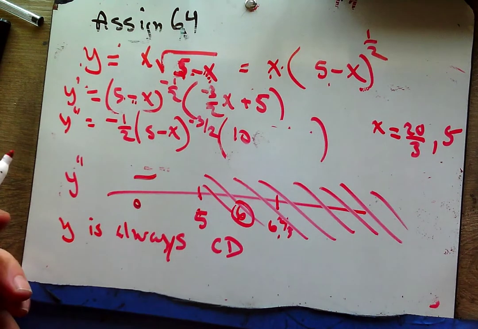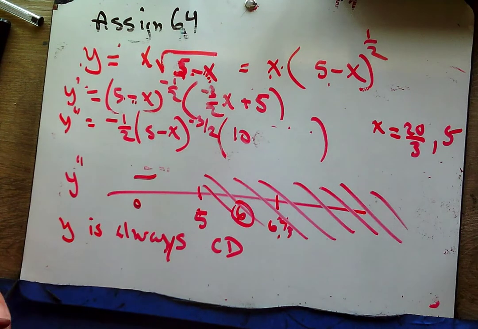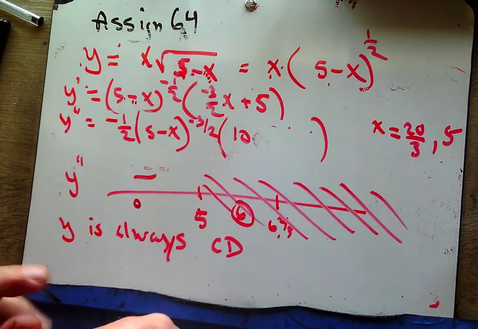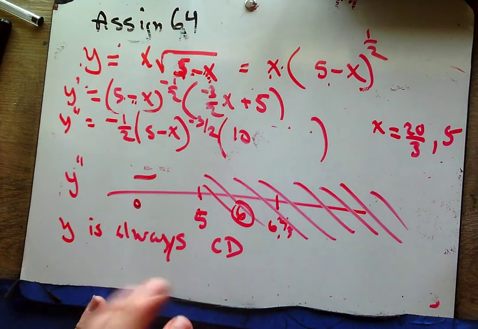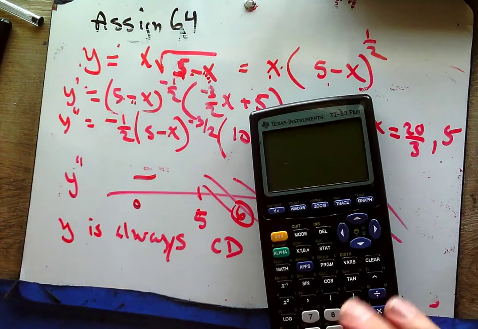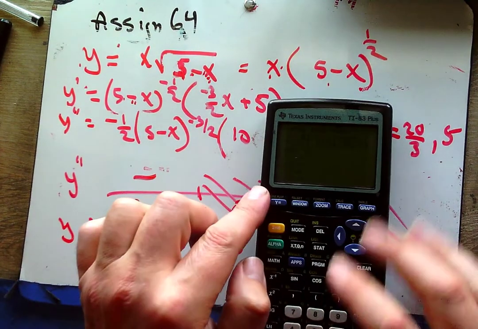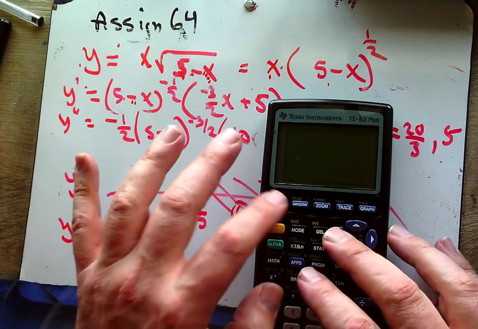And there are no inflection points because I don't see y prime changing from negative to positive or positive to negative. If y prime doesn't change signs, y is not going to have an inflection point. And I can't have an inflection point at an endpoint, remember? So let's take a look at our calculator and see if we can see this sort of confirmation.